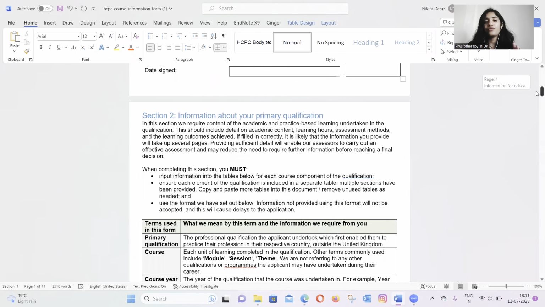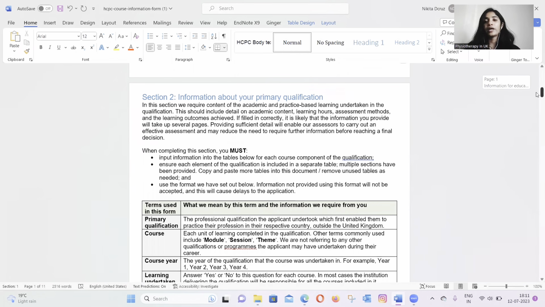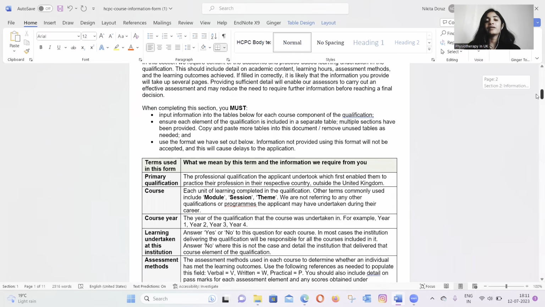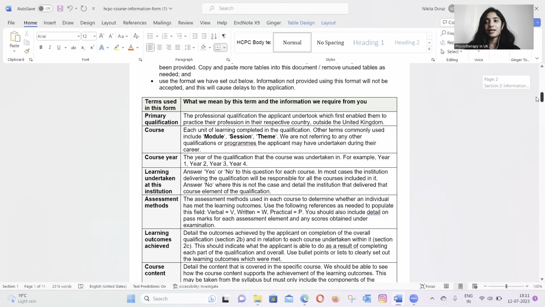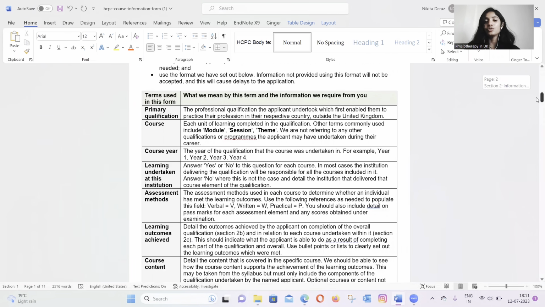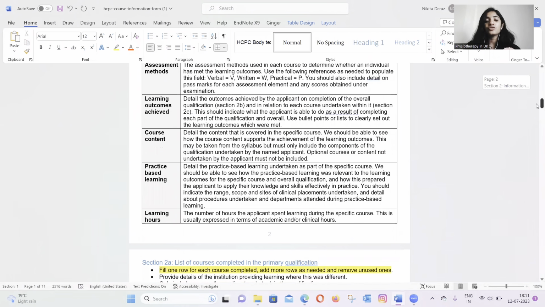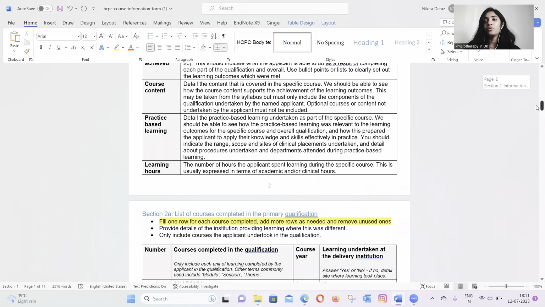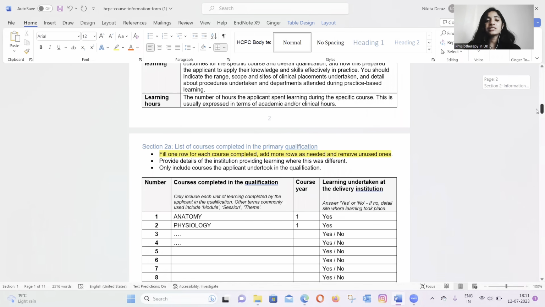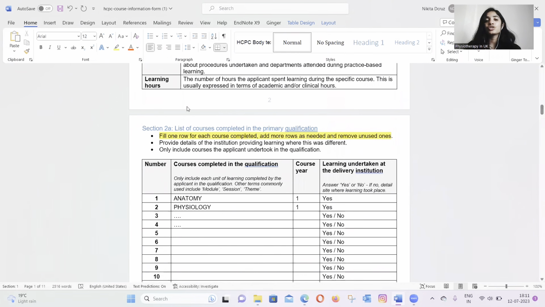This is a lot of information that HCPC has provided to you. I would recommend definitely taking some time out and reading this as a guideline to knowing what you need to use under which heading in the form. But what we're also going to look at is how do we fill the form. So as you can see right here, this is section 2A.